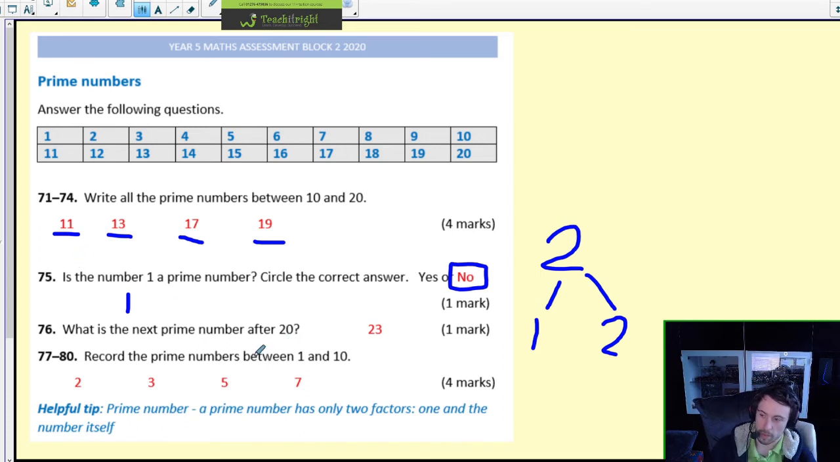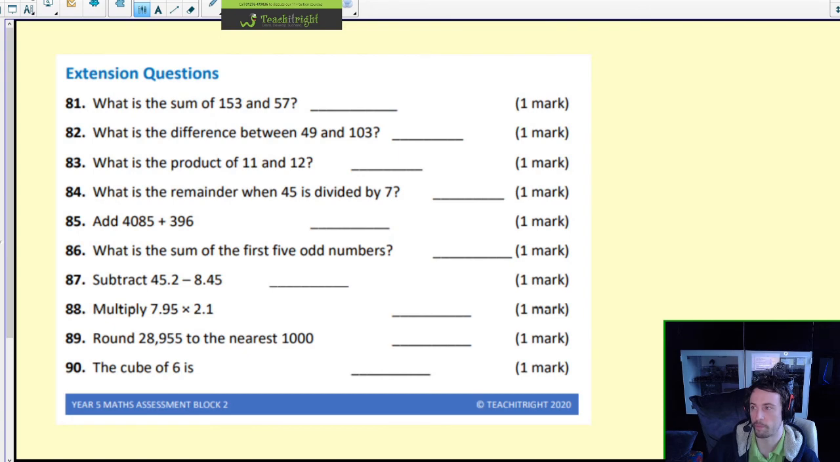Record the prime numbers between 1 and 10. So this is it. 2, that's what people forget. 3, 5, and 7. 9 is not prime because, of course, 3 goes into it. Meaning it has more than just one prime number in itself. And in fact, the helpful tip at the bottom I thought was very helpful today, because a prime number has only 2 factors, 1 and the number itself. And that is your definition of prime. So that was a really useful little tip down the bottom there.